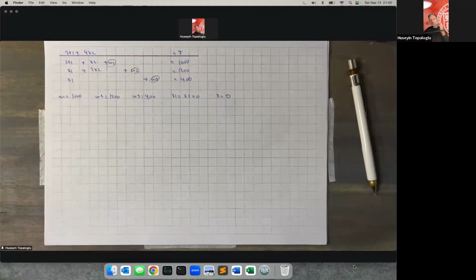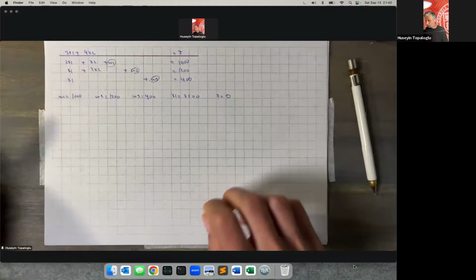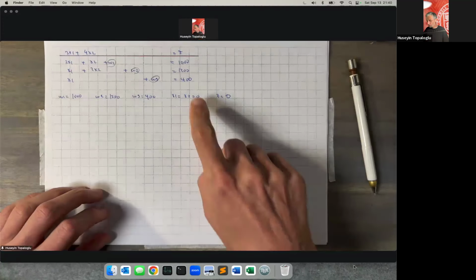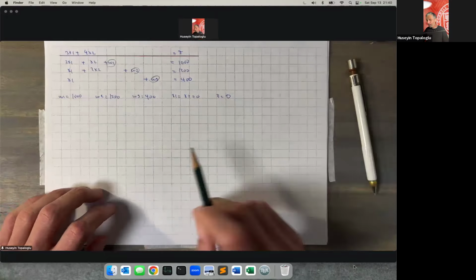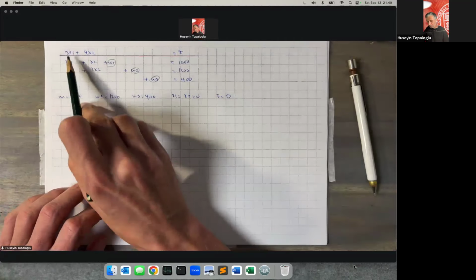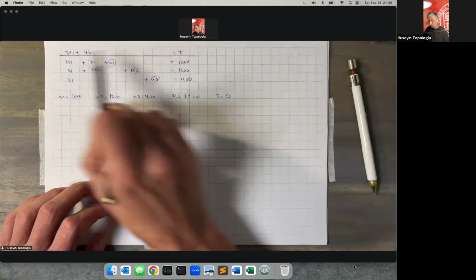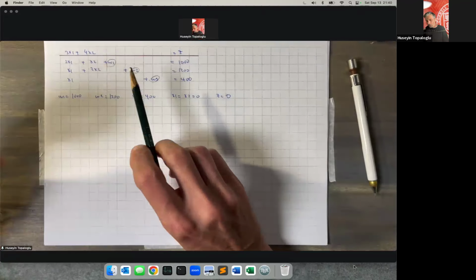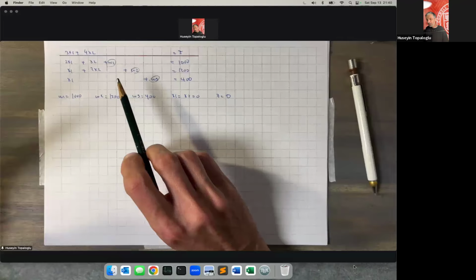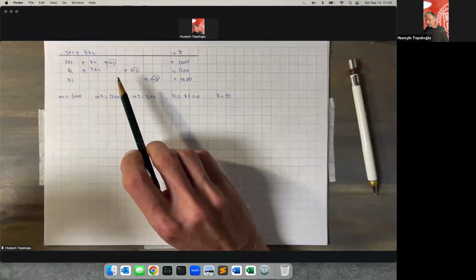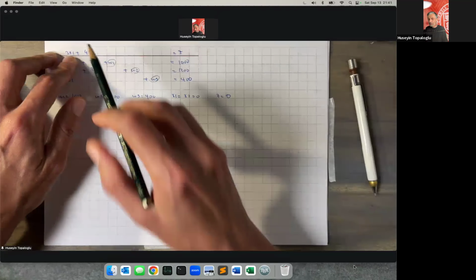But now I want to get to a better objective value. The current solution is giving me an objective value of 0. I want to get to a better objective value. Let's look at the objective function row. Which variables' values can I increase so that I can get to a better objective value?